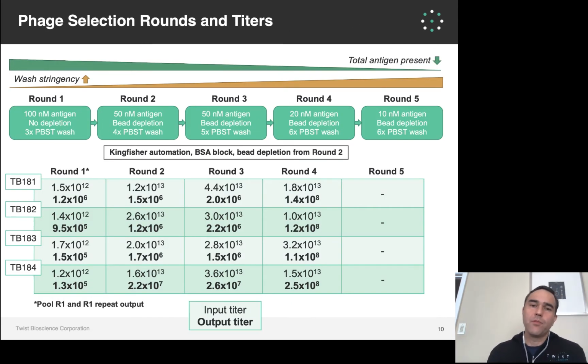Of course, we put them through their traditional panning rounds with phage display. So again, shown here are 4 different panning campaigns that we did. TB181 and TB182 are the S1 selections, and TB183 and 184 are the ACE2 selections. And what you can see is we're seeing nice enrichment of titers as we go from round 1 to round 4, indicating that the pannings are working and enriching for clones potentially against each of these 2 different targets.